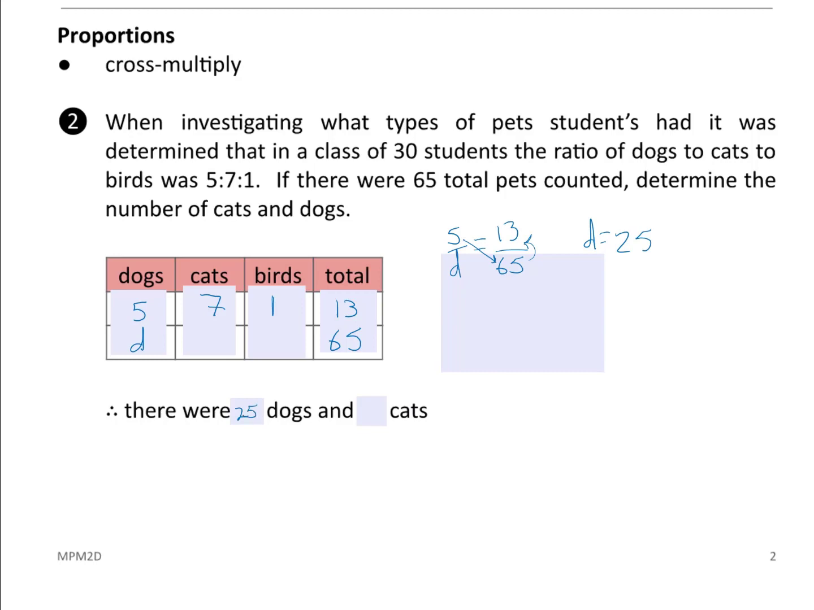dogs. Same idea. Let's set up for cats. Now, notice that we're not calculating birds. That's because we're determining the number of cats and dogs, not the number of birds. So we don't actually have to do anything with that.